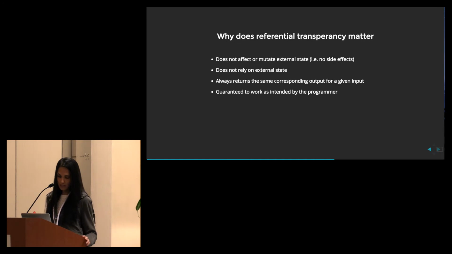So why do we care about referential transparency? Because now, finally, when we combine pure functions and immutability, what we get is code that doesn't affect or mutate external state because it can't. It doesn't rely on external state. It always returns the same corresponding output for a given input, and it's guaranteed to work as intended by a programmer. So it checks all the boxes.